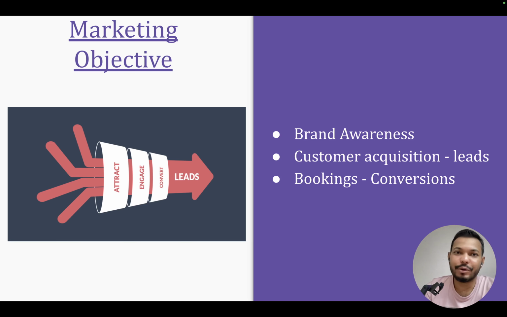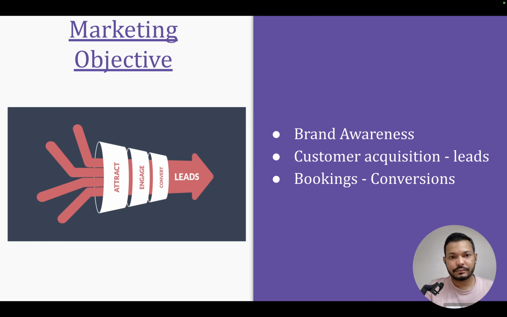In fact, whenever you think about creating any sort of plans in marketing, you need to understand the objectives first. So for this one, we have three main objectives. Number one is brand awareness. Number two, acquiring leads, which means generating leads on different platforms. And number three is about converting these leads into bookings.